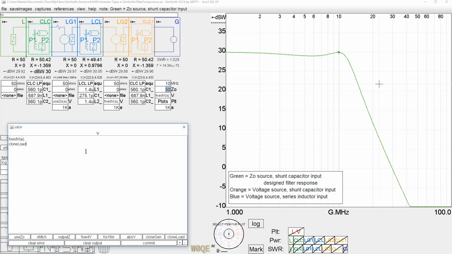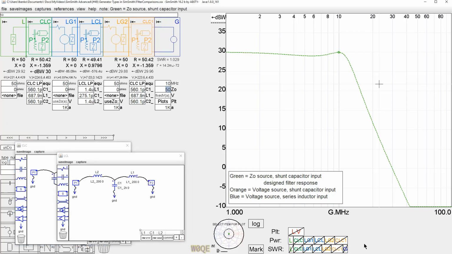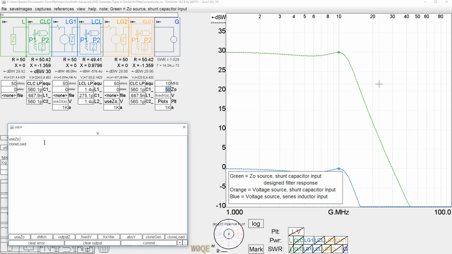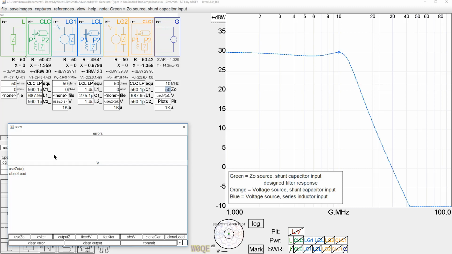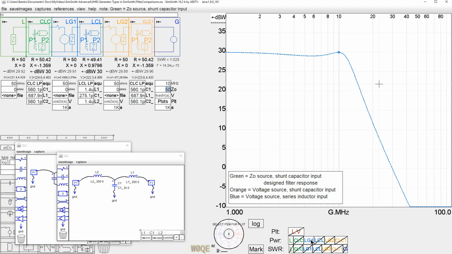We'll change this generator just for the moment, and we'll look at it. Okay, you can see that the two curves are exactly on top of each other. So this circuit and this circuit perform exactly the same. Now, you might say, well, so what? They should perform the same way, and they do.